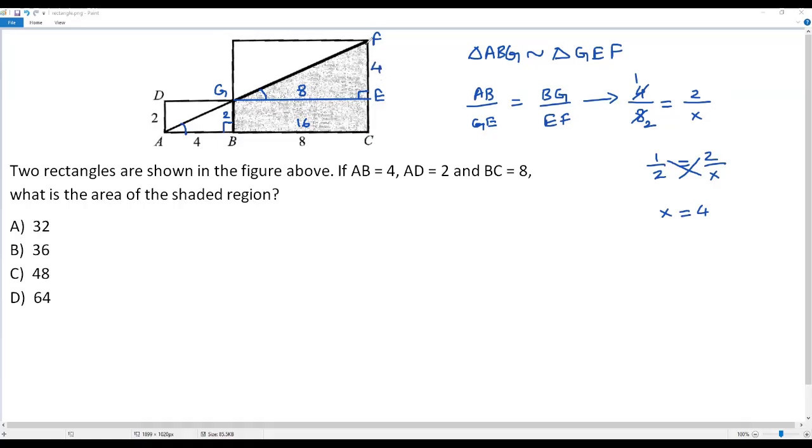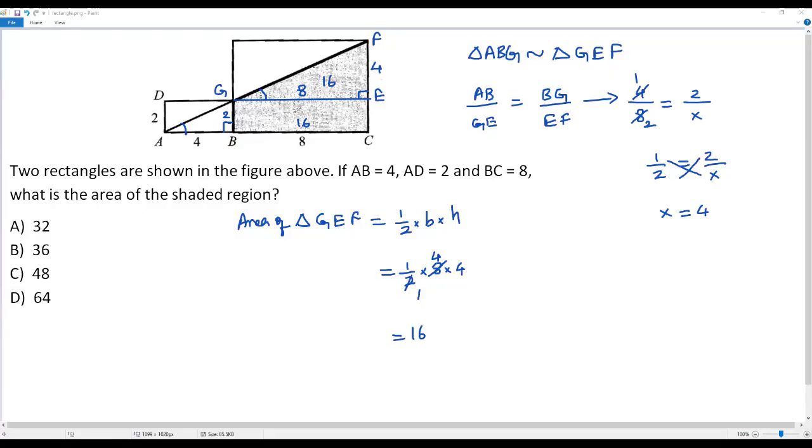For this right triangle GFE, I know the base and height as well. The base is 8 and the height is 4. Now let's get the area of the triangle GEF. So the area of triangle GEF is equal to 1/2 times base times height. So 1/2 times the base of the triangle, which is 8, and the height of the triangle, which is 4. 2 goes into 2 one time and 2 goes into 8 four times. So we get 16. So 16 is the area of this right triangle GEF.